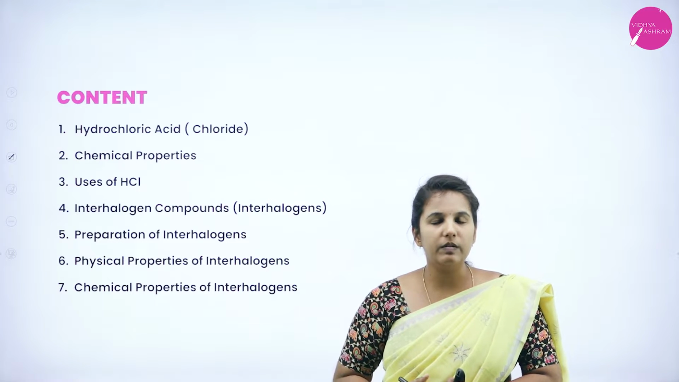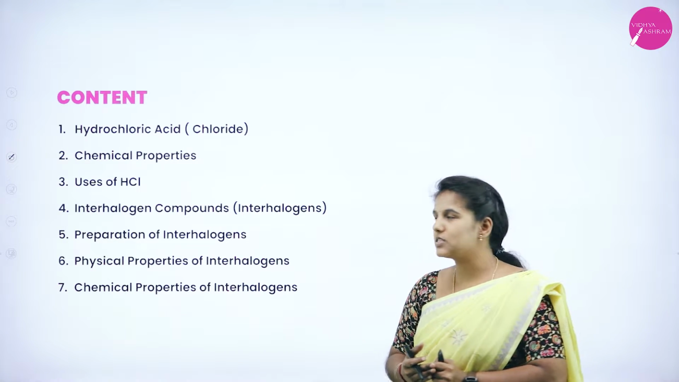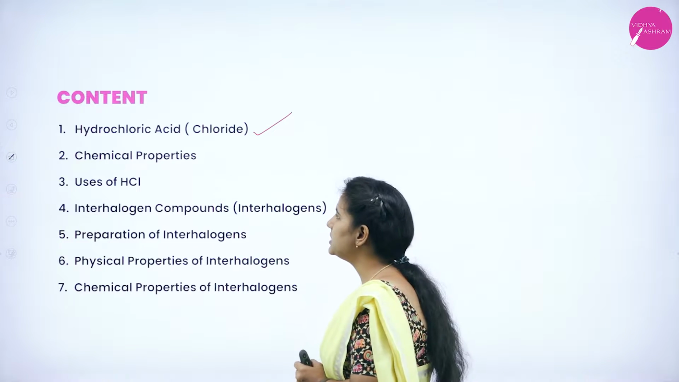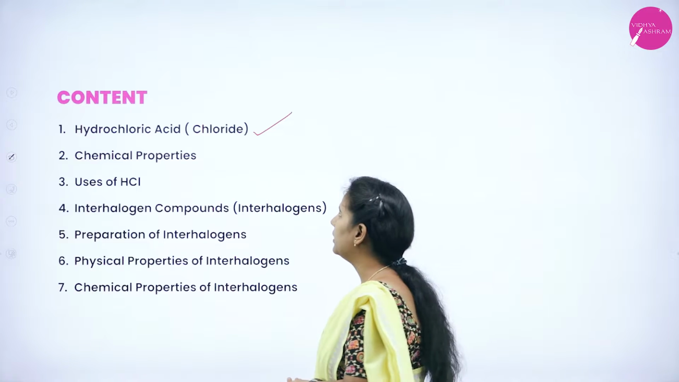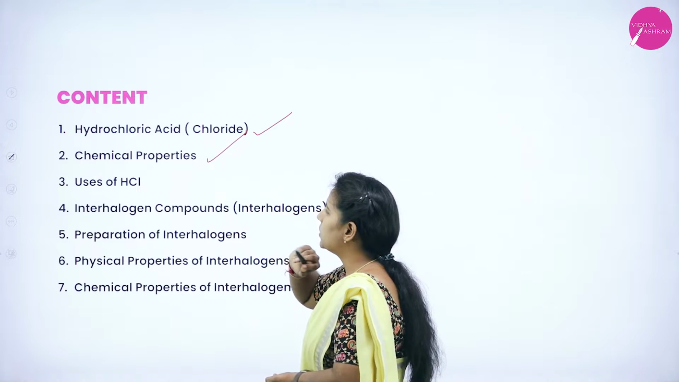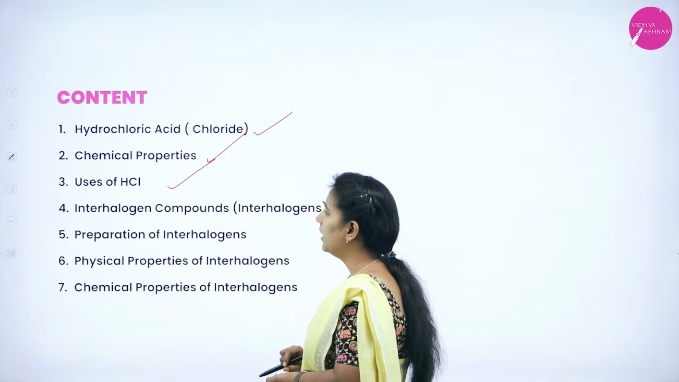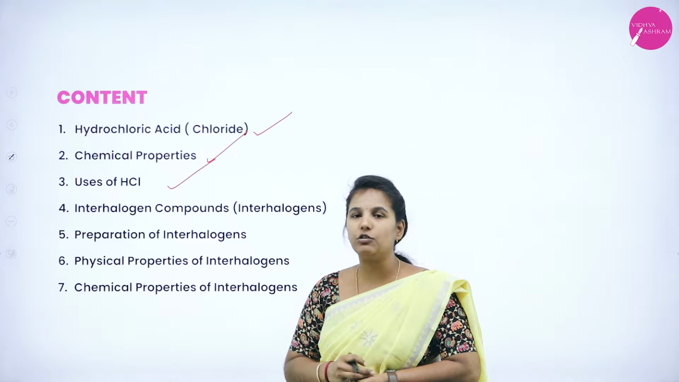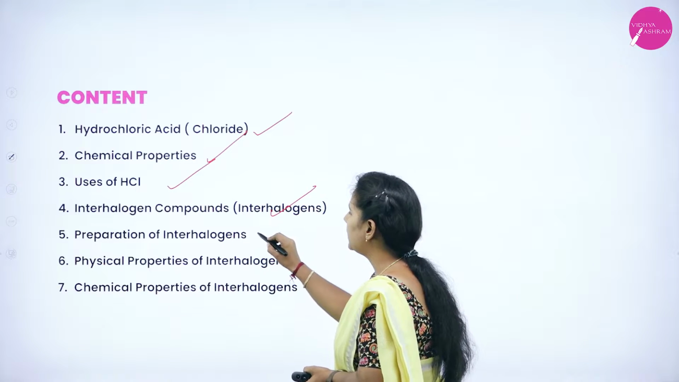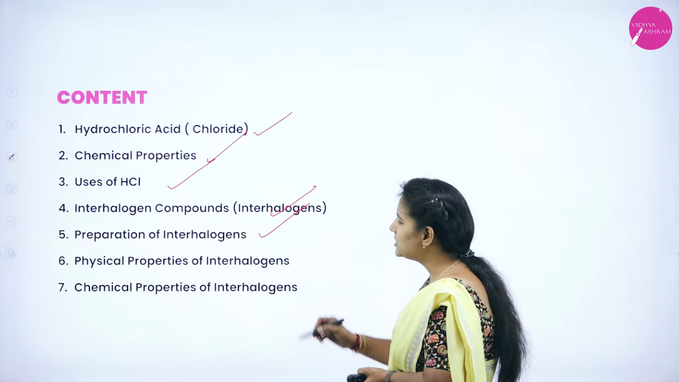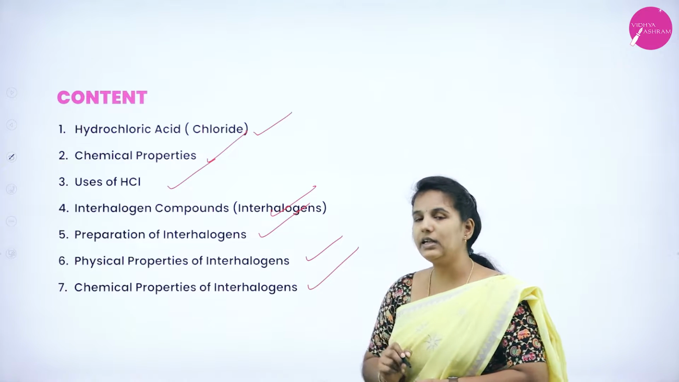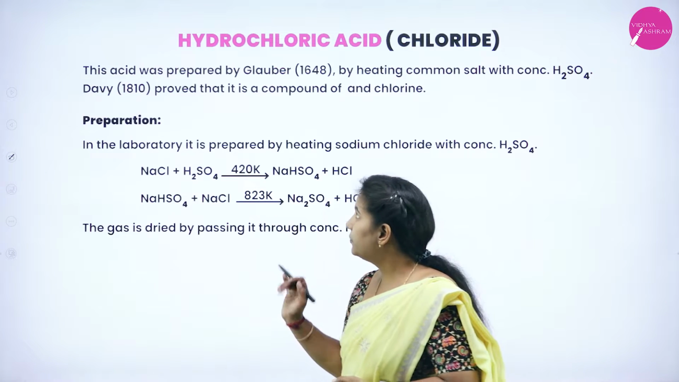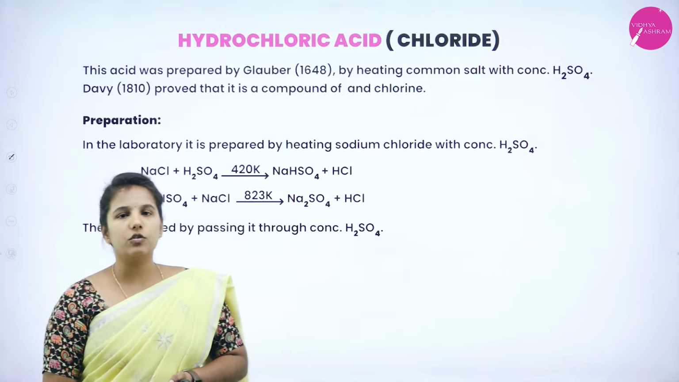Today, we will step up and understand the remaining topics of this unit, beginning with hydrochloric acid, which is a compound of chlorine. Next, the chemical properties and uses of hydrochloric acid. Then, we are going to understand what interhalogen compounds are, their preparations, and their physical and chemical properties in this session. So, firstly, we will see what hydrochloric acid is.